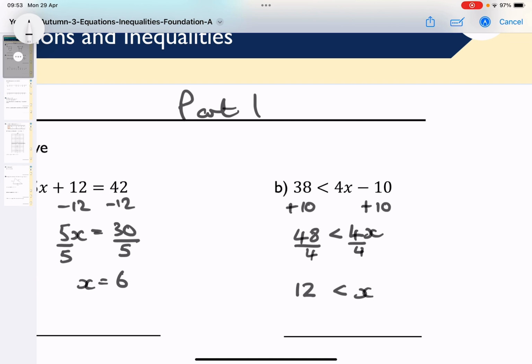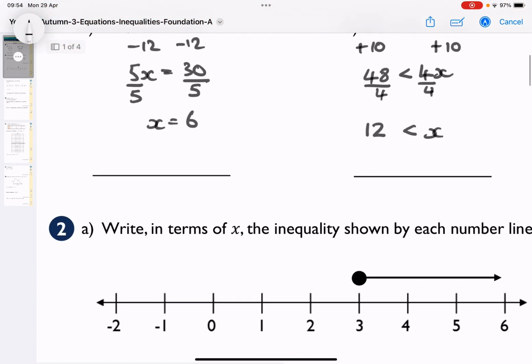Sometimes it's worthwhile maybe trying one of these. A number bigger than 12 is 13. 4 times 13 is 52. 52 take 10 is 42, and that's bigger than 38. Remember to leave the inequality sign in.